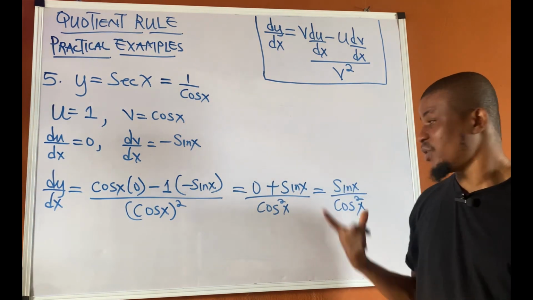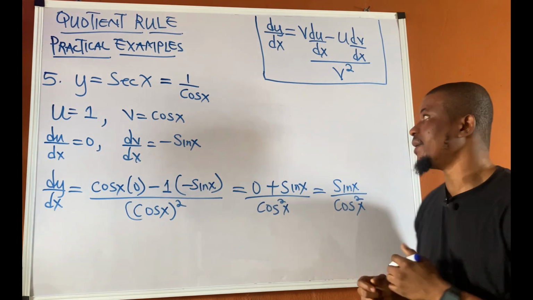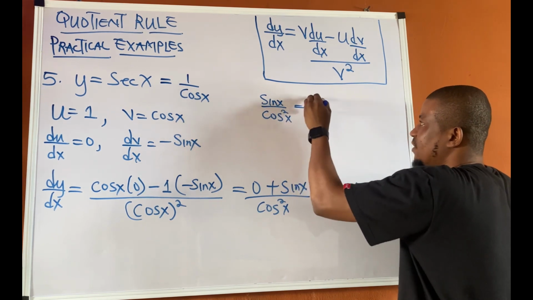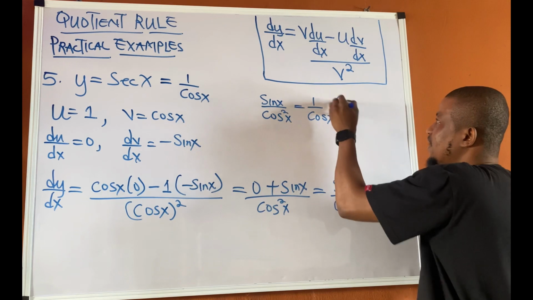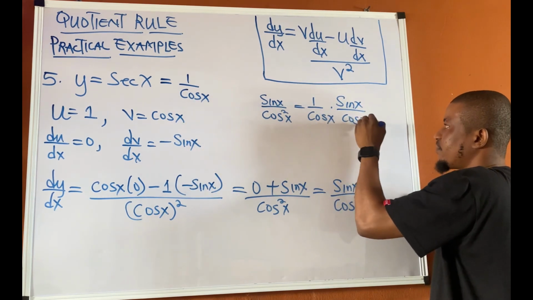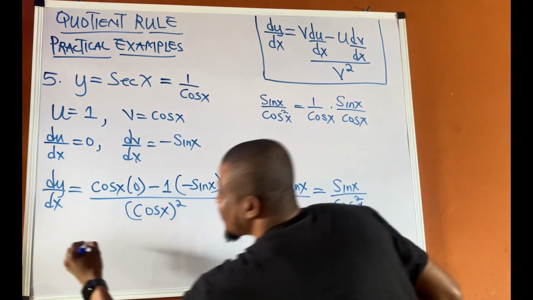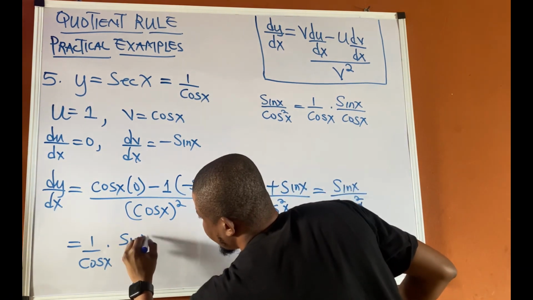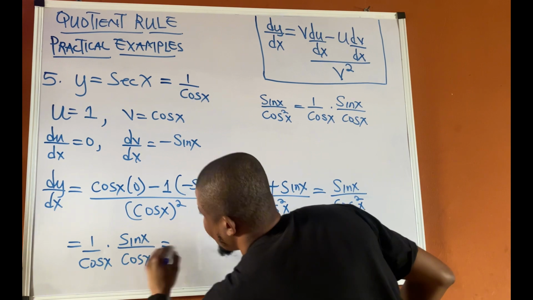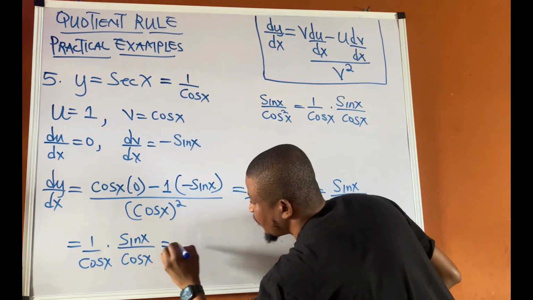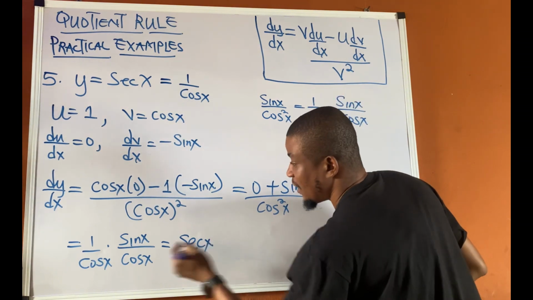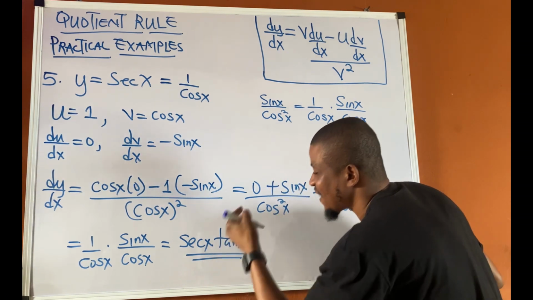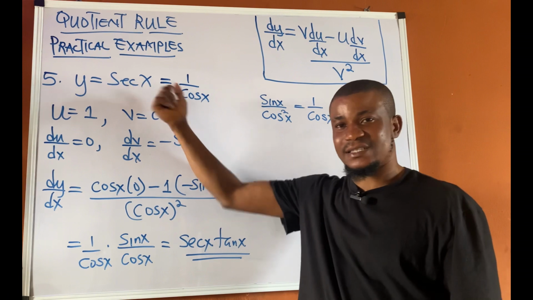We need to simplify this. We need to move from the basic trig values to their compound names. This simply means we can write sine x over cos squared x as 1 upon cos x, split them, and then this becomes sine x over the next cos x. So this will give us 1 upon cos x times sine x upon cos x. 1 upon cos x is sec x, and sine x upon cos x is tan x. So this will give us sec x tan x. This is the derivative of sec x.